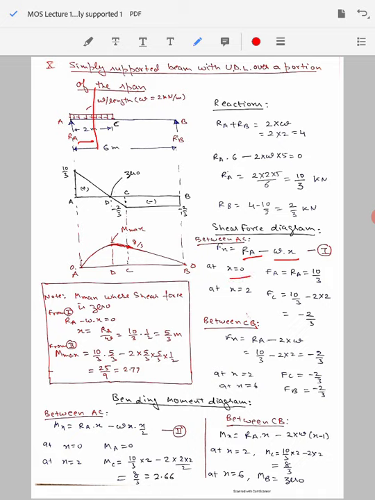You substitute the value x equal to 0 and x equal to 2 for the two ends A and C, and evaluate the value of shear force at points A and C as 10 by 3 and minus 2 by 3.